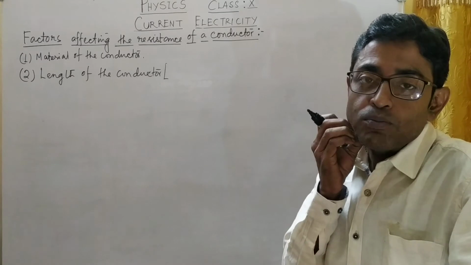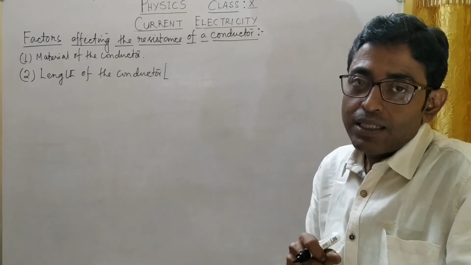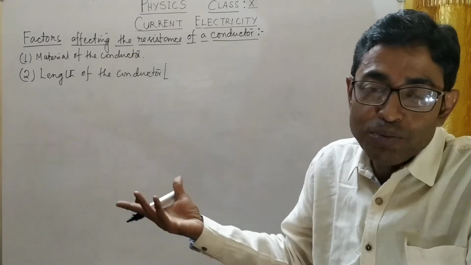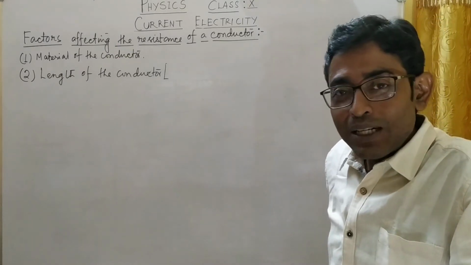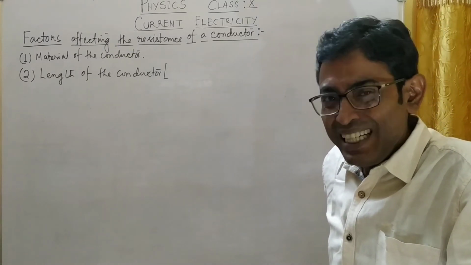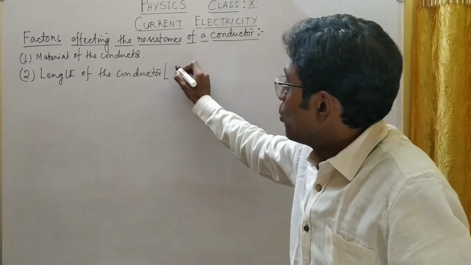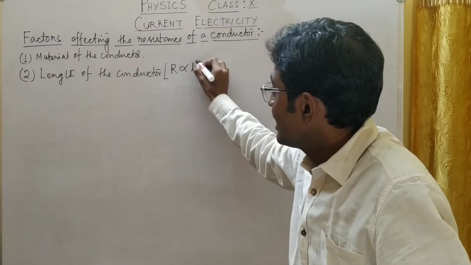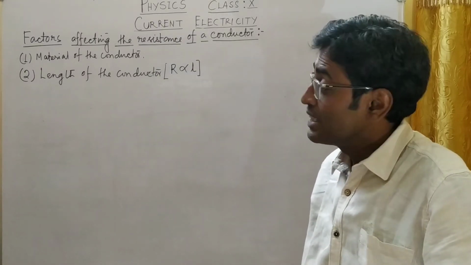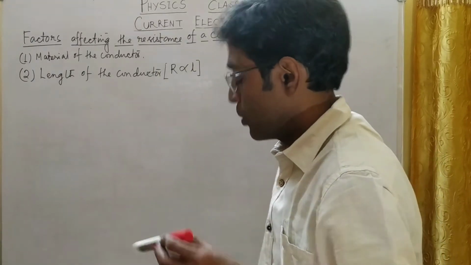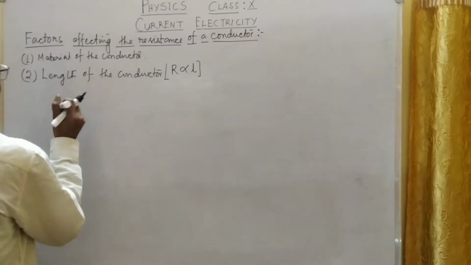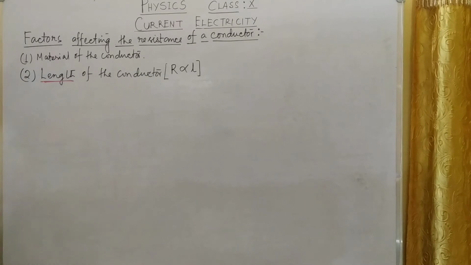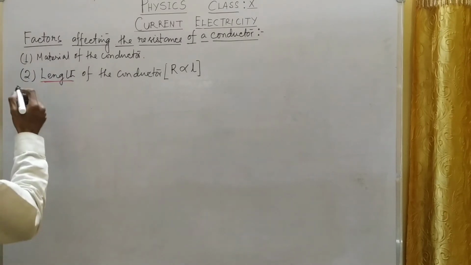Let us assume you have to cover 1 kilometer distance and you have to cover 100 kilometer distance. Which one is tough? 100 kilometer definitely. So the more the path length, the more the length of the conductor, the more the resistance. So I can write R directly proportional to L. This is very, very important, length of the conductor. Okay. So this is one. In order to increase the resistance, we increase the length of the conductor.